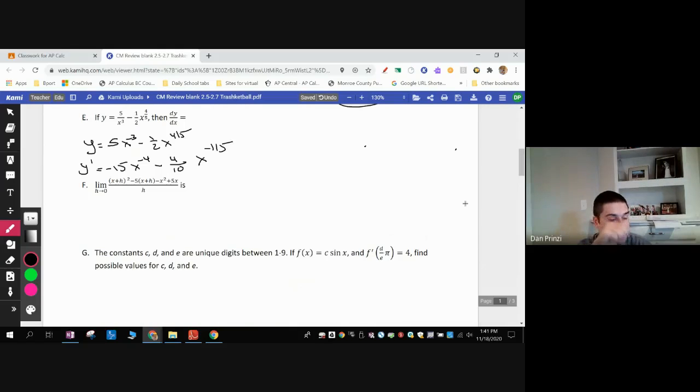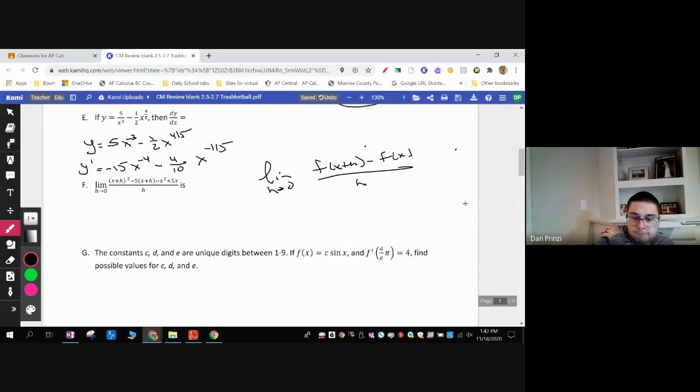Okay, let's look at the next one. Letter F is kind of similar to the first one. Again, I like these problems because these are good theory questions. This is telling you to take the derivative, right? What's f of x going to be here, guys? What do you think f of x is? Be careful.